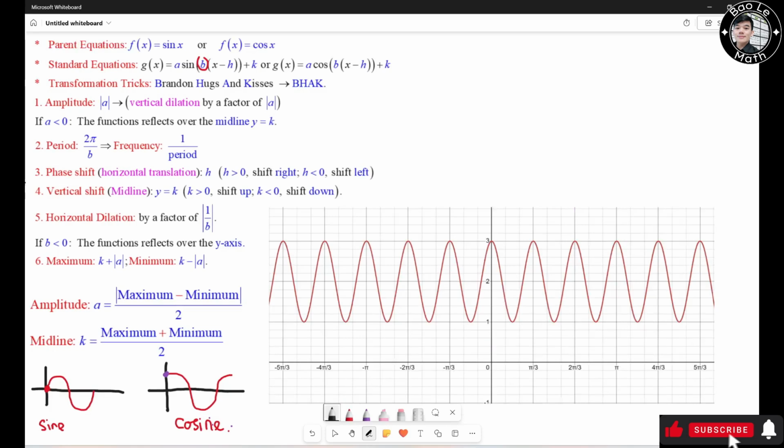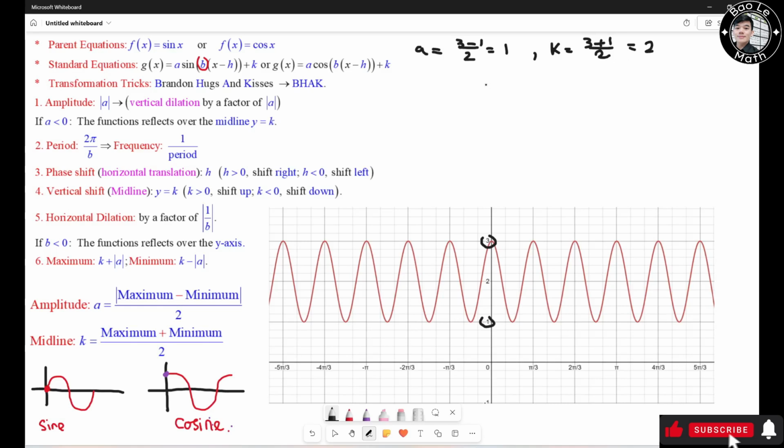Now let's move on to the next example. We need to find A. So A equals maximum subtract minimum divided by 2. So A equals 3 subtract 1 divided by 2, and it's going to be 1. Now, you need to find the midline. Maximum plus minimum divided by 2. So K equals 3 plus 1 divided by 2. It's going to be 2.